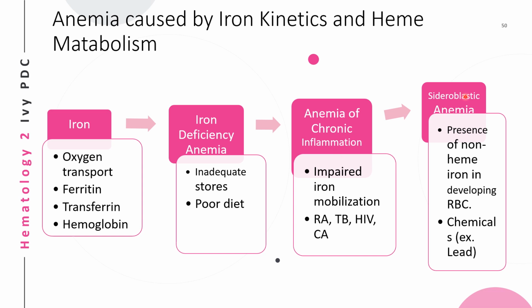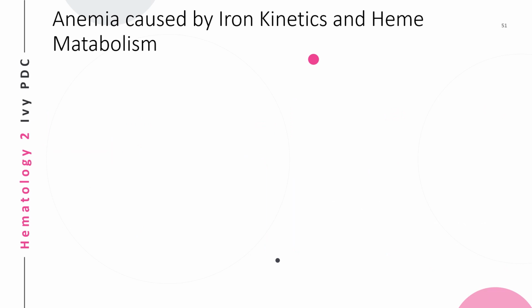Sideroblastic anemia is another type of iron anemia where there is a presence of non-heme iron in developing RBC. The non-heme iron is the problem in the RBC. This is caused by chemicals, for example, lead.